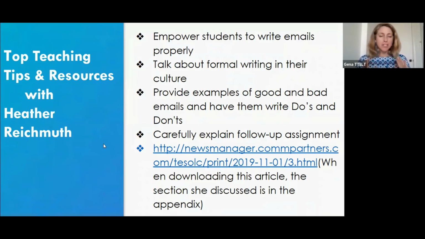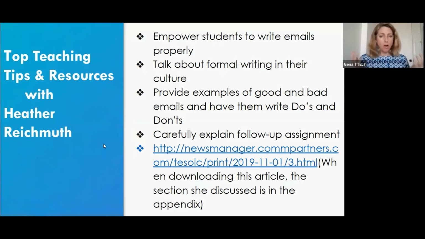And I love that she said that they talk about how formal writing is done in their own culture. It's always great to compare and contrast the culture of your students. So have them discuss, what does a formal letter look like? What does a formal email look like in your own culture? And now let's look at what it looks like when we're doing it in English. So I think that was great.